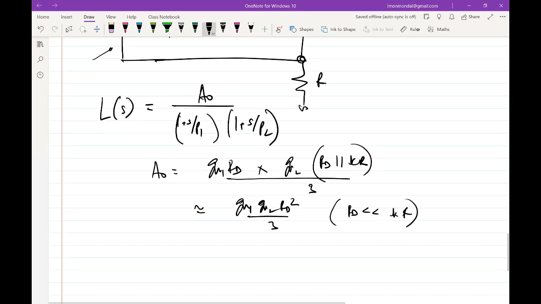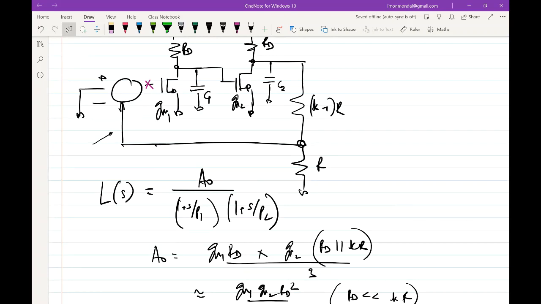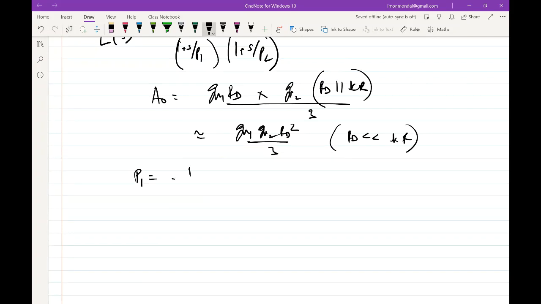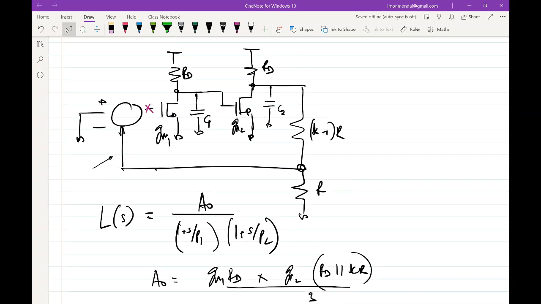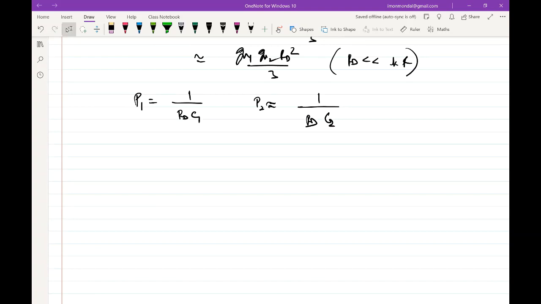What is P1? Let's say I am associating P1 with a capacitor C1. So what will be P1? One over RD C1. Time constant is RD C1. So P1 is one over RD C1. What will be P2? P2 is associated with the time constant of C2. RD parallel KR times C2, right? One over that. Since I am anyway assuming RD to be much less, this becomes approximately RD times C2. Okay, fine. So if again C1 and C2 are of the same order, then P1 and P2 will also be of similar order, right?